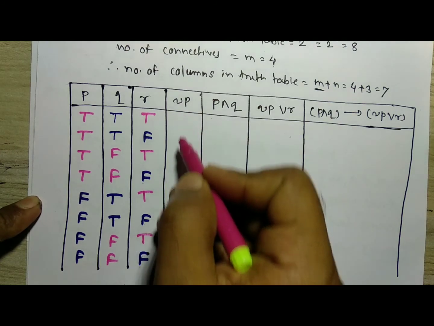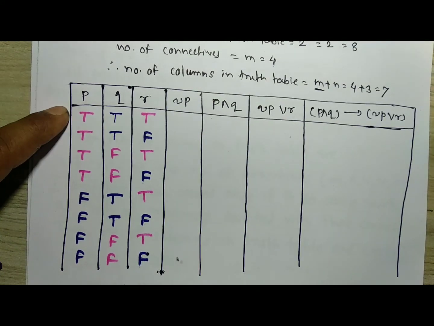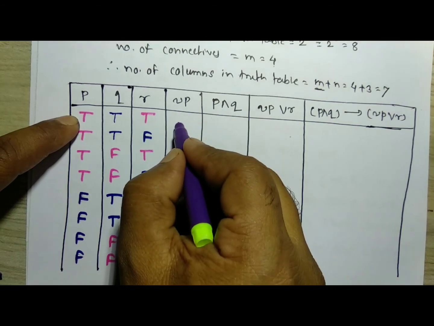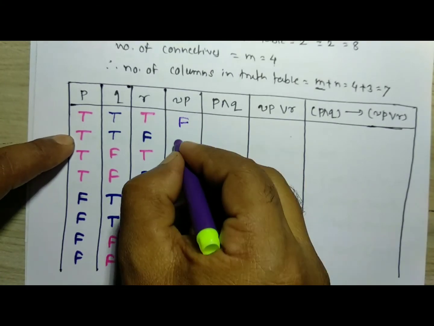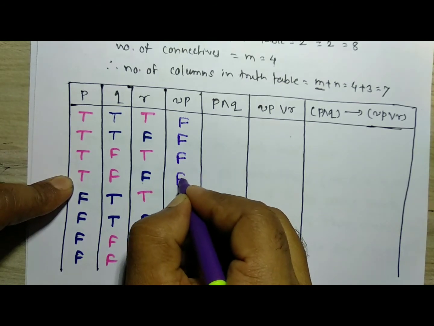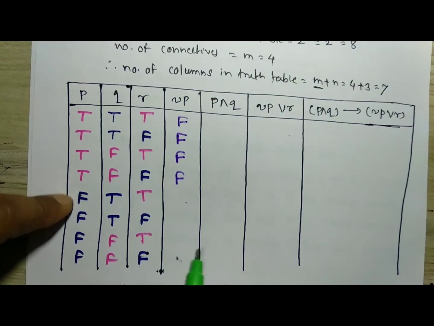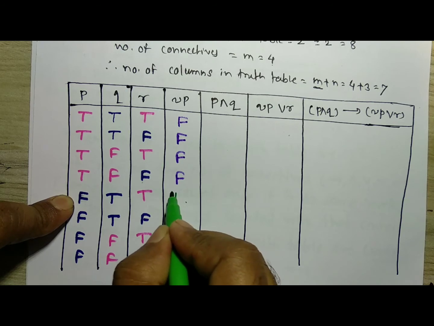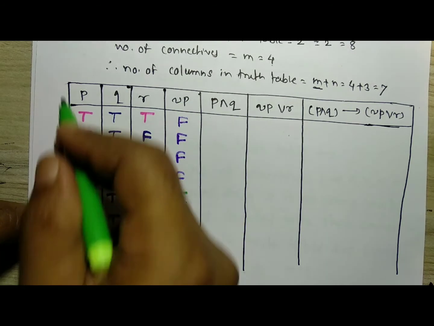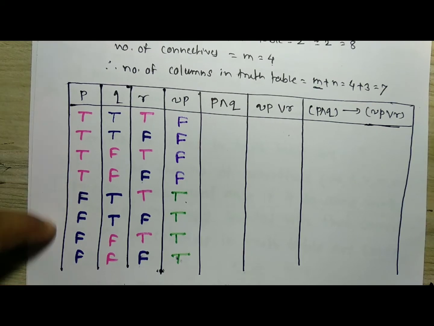Right now here you want to take the negation of P, and therefore the negation of P is nothing but this. Here is a true, then it is false here, then false here, false here, and false here, and then you will get false here, then true, true, true, and true. That is the negation of the prime statement, that means P.